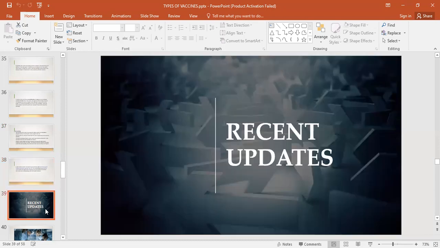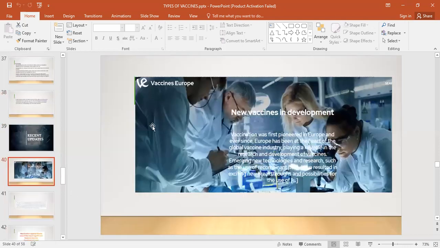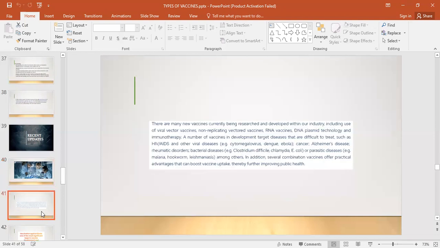Now it's time for the recent updates. New vaccines in development. Vaccination was first planned in Europe, and ever since, Europe has been at the heart of the global vaccine industry and playing a key role in the research and development of vaccines.